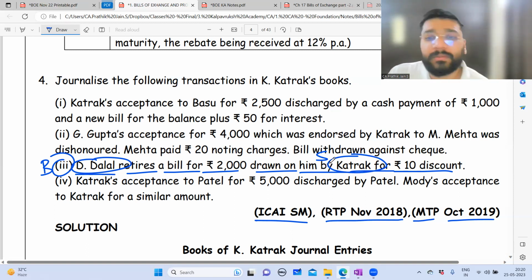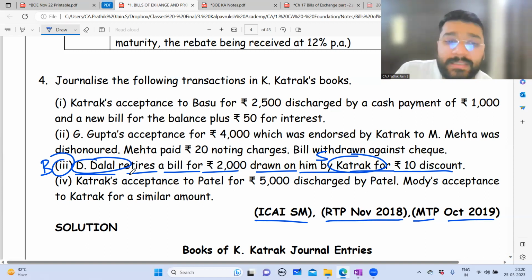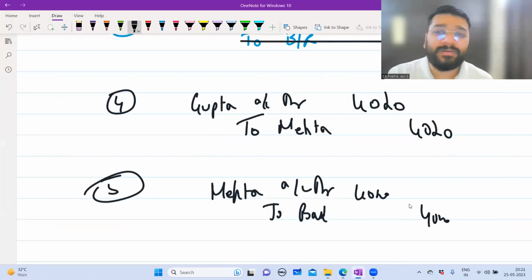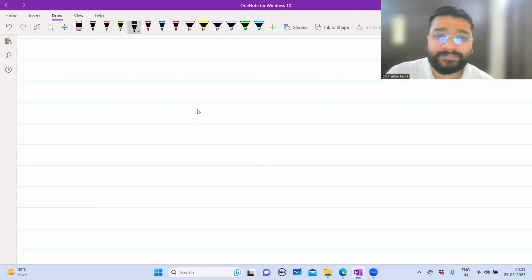So, who will draw the bill? Seller. So, Dalal is buyer. So, buyer is retiring the bill, 2000 rupees. Retiring means early payment or late payment? Early payment. Very good. So, for early payment, what is the journal entry? We are recording in the books of Katrak. So, Katrak is receiving amount or giving amount? Receiving amount. So, what is the journal entry for early receipt?